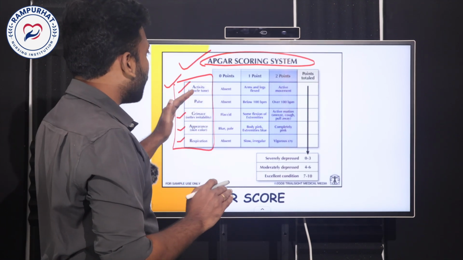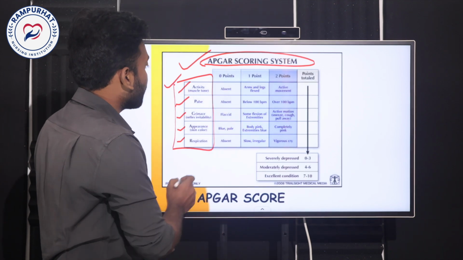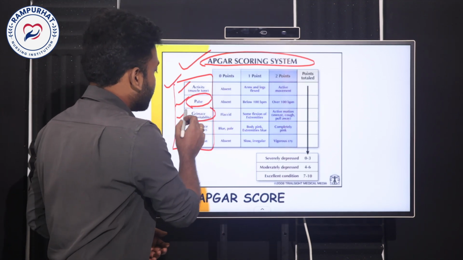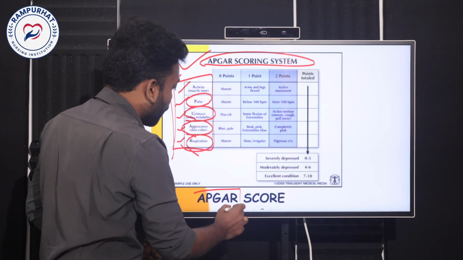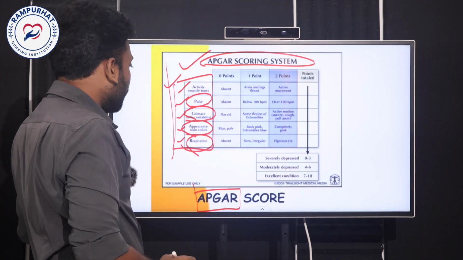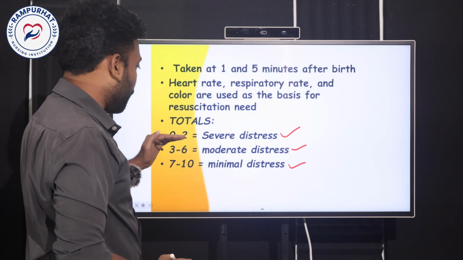So if it is normal or abnormal, it depends on the points we are giving. Pulse rate, reflexes, appearance, respiration: everything together is called the Apgar score. Based on the score, we can give the level of the condition.